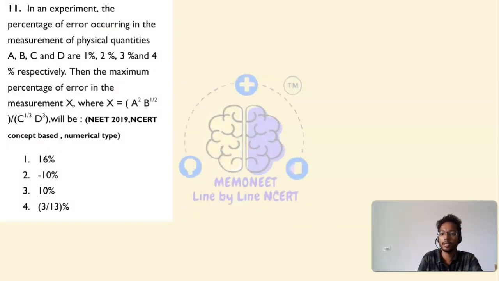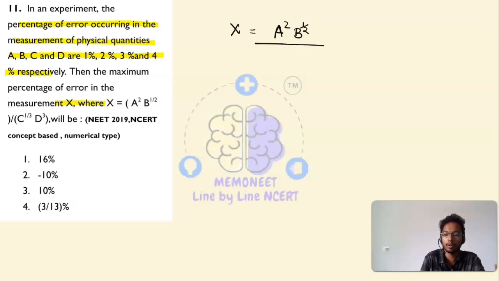Next question, that is, in an experiment the percentage of error occurring in the measurement of physical quantities A, B, C, D are 1%, 2%, 3% and 4% respectively. Then the maximum percentage of error in the measurement X will be. Okay, so here let's say हमारा expression क्या दिया गया है, X = A² B^(1/2) / (C^(1/3) D³).